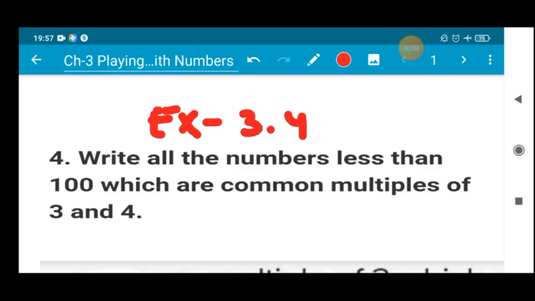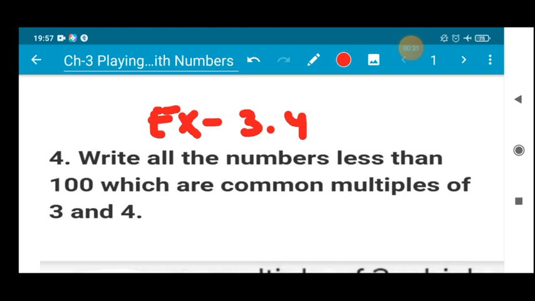So, in today's class, we will be doing questions number 4, 5, 6 from exercise 3.4. Question number 4 states: write all the numbers less than 100 which are common multiples of 3 and 4. So we have to write the numbers which are less than 100 and find out the common multiples of 3 and 4. That means we have to write down the multiples of 3 and 4 which are less than 100, right?